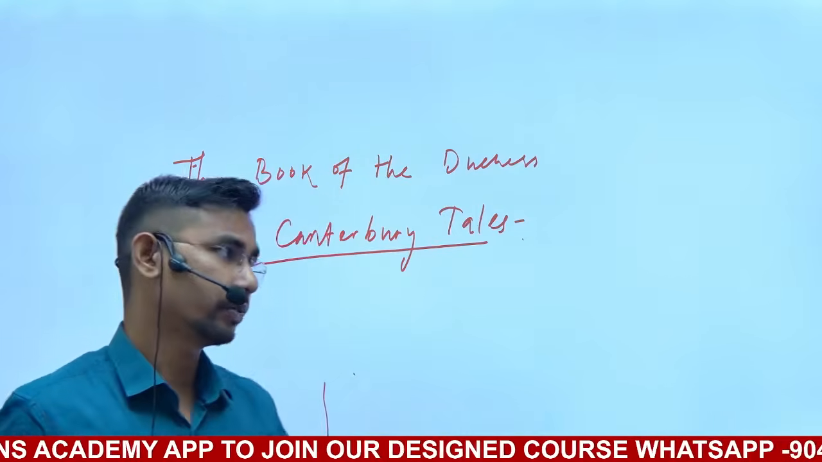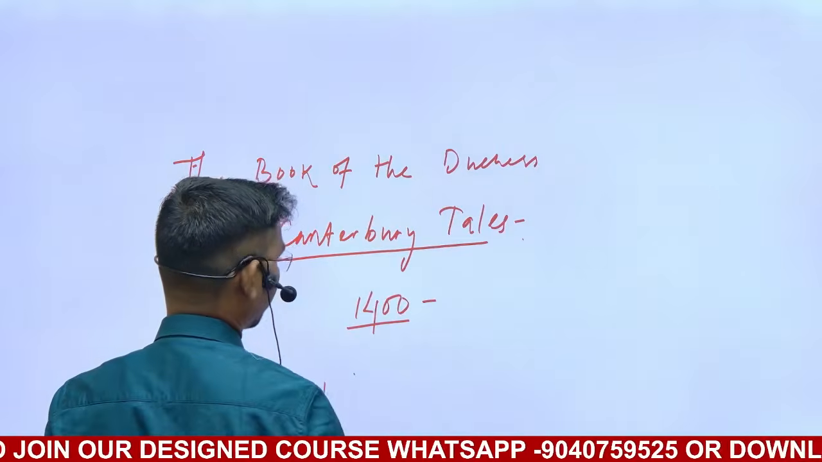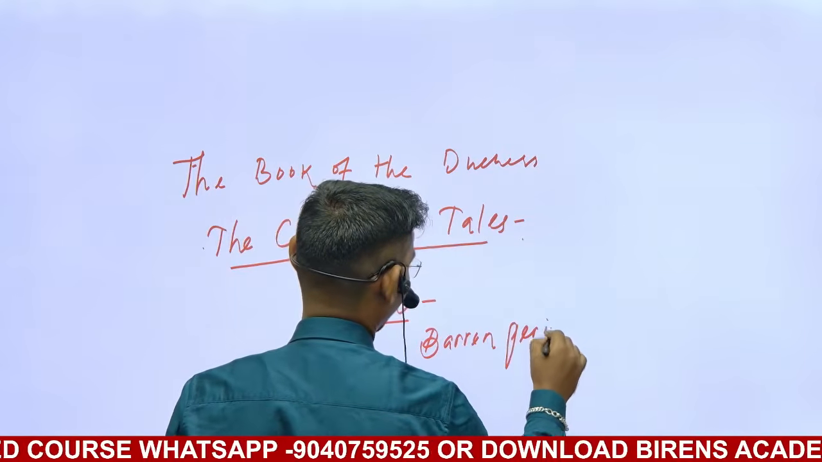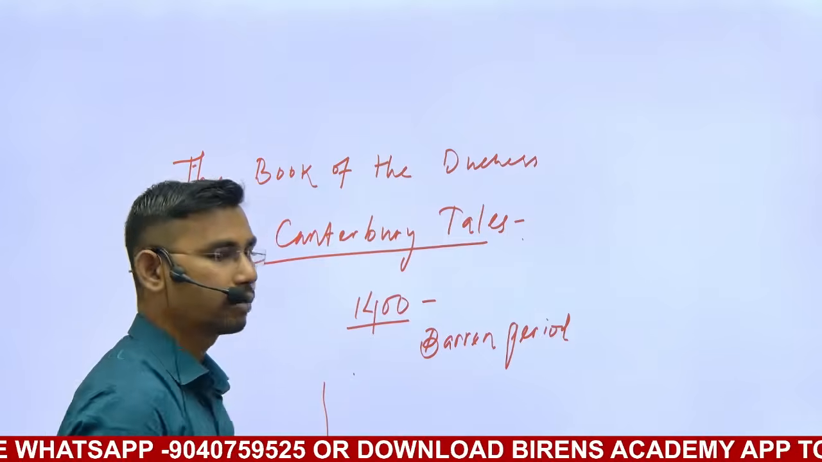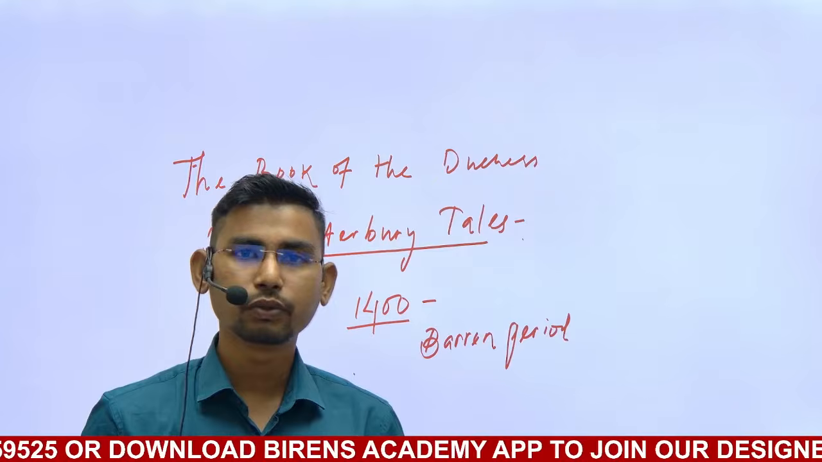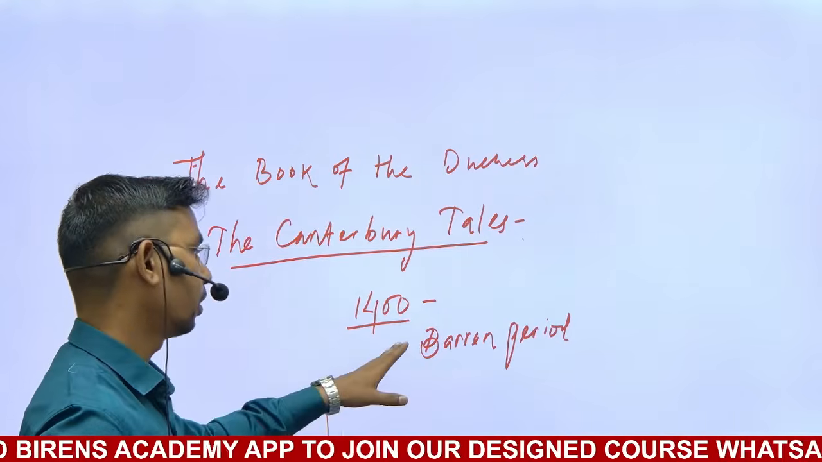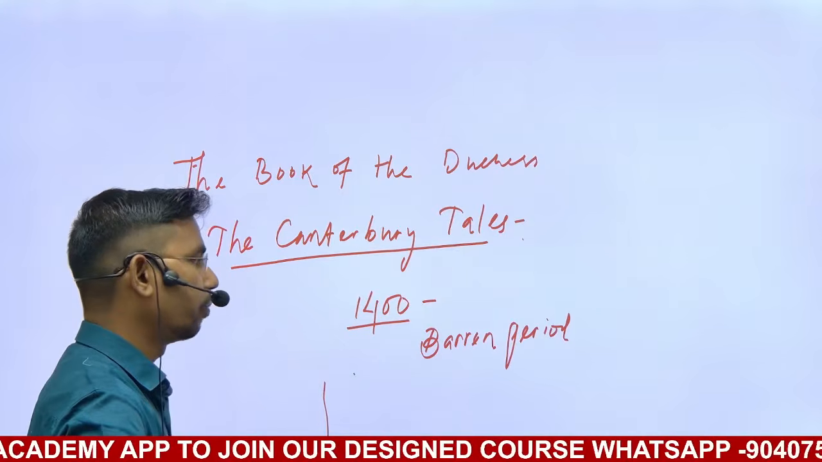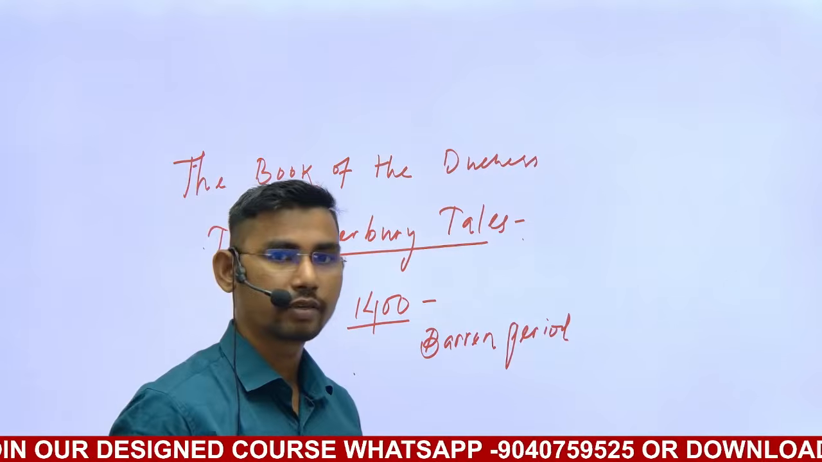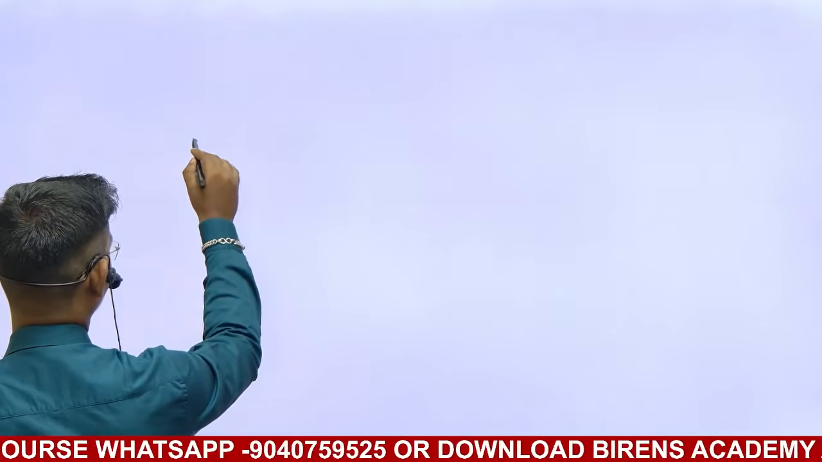That's why after the death of Geoffrey Chaucer in 1400, that period started to be called the barren period, as the writers just copied Geoffrey Chaucer. They didn't create anything new of their own. They just copied Geoffrey Chaucer. That's why this period started to be called the barren period. Okay, then we know that a marvel came into existence. What was that? William Shakespeare.